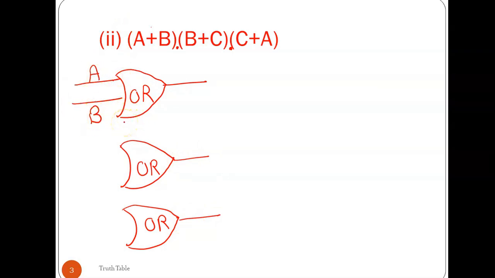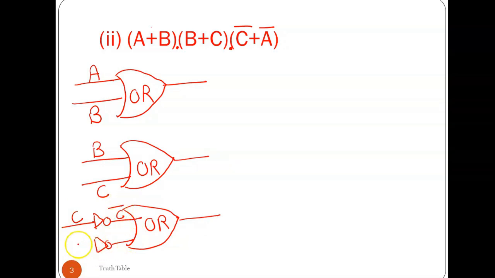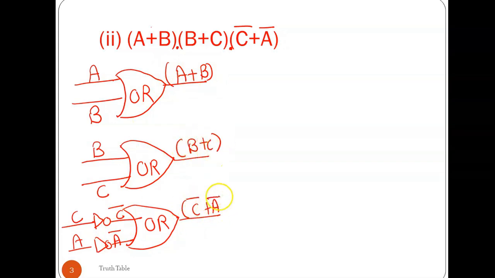The second one is B plus C, and this is C bar plus A bar. So now we have B plus C, where this is B and this is C. Now C bar, the same thing. Here you have the input C, which will be converted into C bar, and then you have the input A, which will be converted into A bar. When you take the output, this gives A plus B, this gives B plus C, and here you have C bar plus A bar.